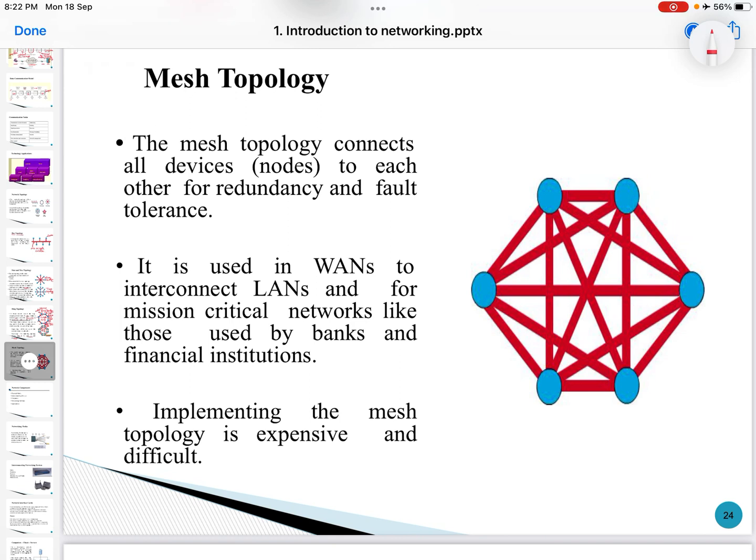Mesh topology. The mesh topology connects all the devices to each other for redundancy and fault tolerance. It is used in WANs to interconnect LANs and for mission critical networks like those used by banks and financial institutes. Implementing the mesh topology is expensive and difficult. So this is my mesh topology.